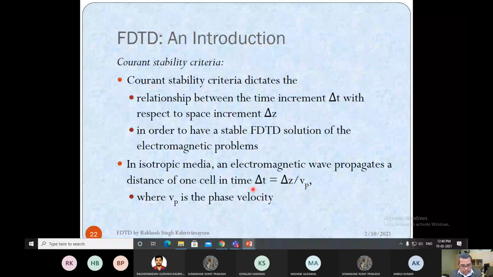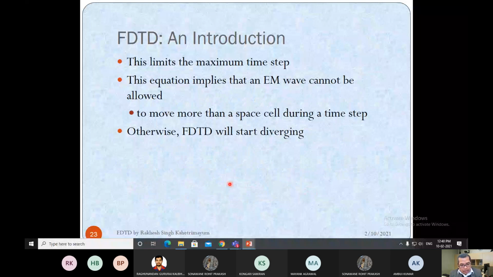So that's what I was saying at the beginning. Delta t and delta z are not independent. Once I have the distance, I can just divide it by the phase velocity or speed, then I can find out how much time it takes for the wave to move over that distance. So let's say your EM waves cannot move more than a space cell during a time step. The wave has a speed, so it will take finite time to reach the next cell.